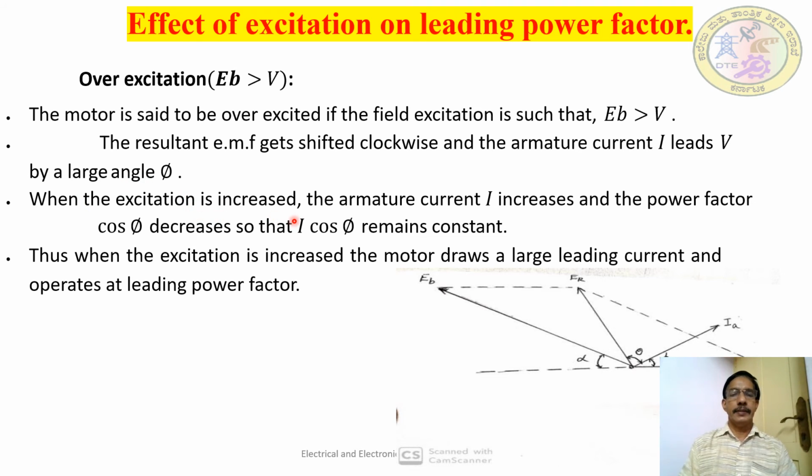When the excitation is increased, the armature current I increases and the power factor cos phi decreases, so I cos phi remains constant. Thus, when the excitation is increased, the motor draws large leading current and operates at leading power factor. Even though if you increase the excitation, armature current magnitude increases, but IA cos phi remains constant.